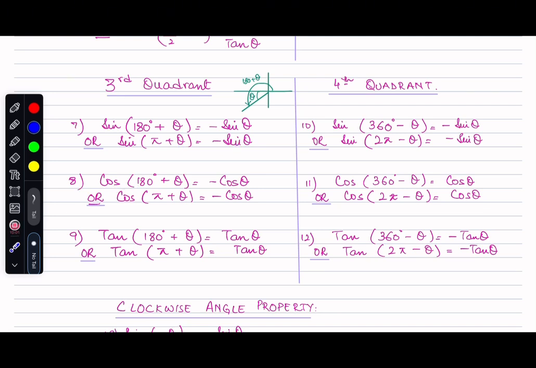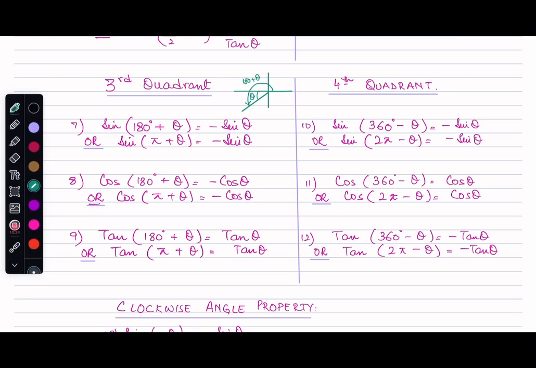Or in terms of cos, cos of 180 plus theta shall be equal to negative cos theta. Cos is negative in the third quadrant. Or cos of pi plus theta shall be equal to negative cos theta. Tan of 180 plus theta: in the third quadrant, tan is positive, therefore it equals positive tan theta. Or tan of pi plus theta in the radian mode shall be equal to tan theta.